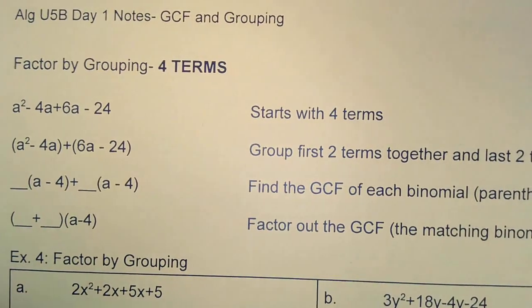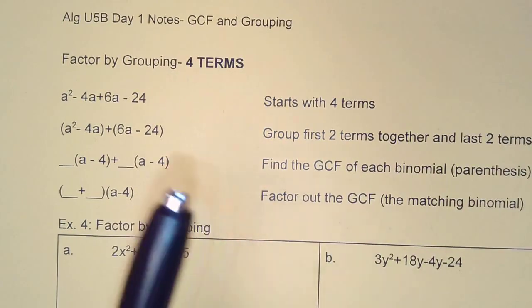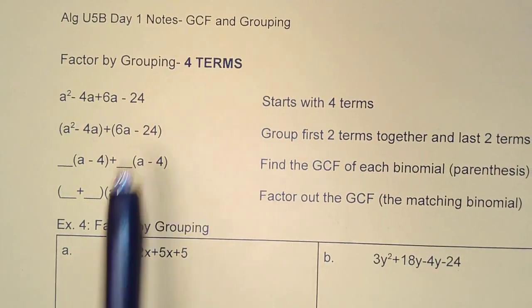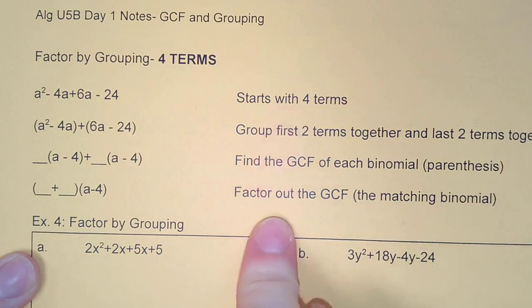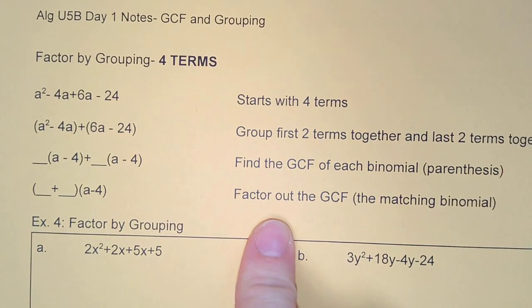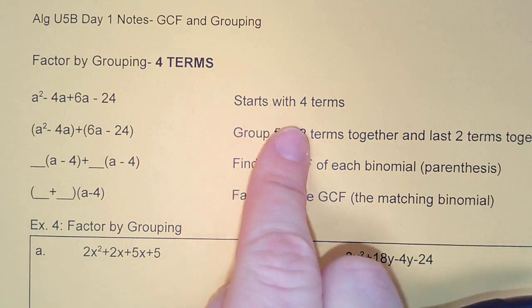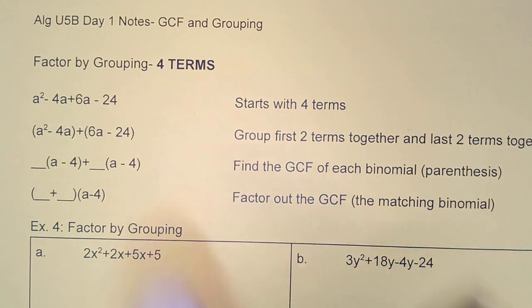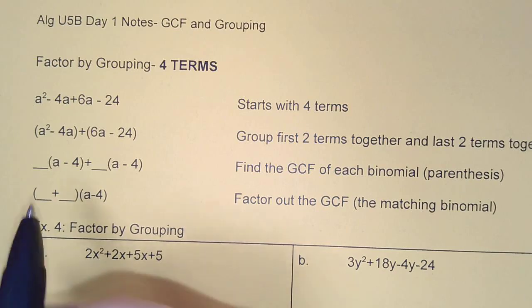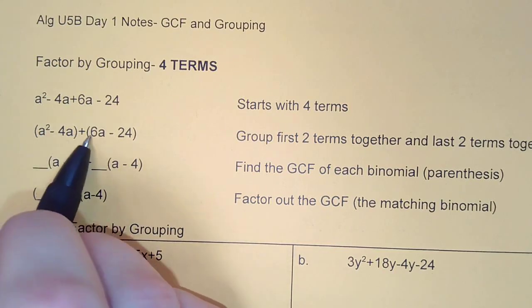Okay, so now let's talk about factoring by grouping. Factoring by grouping will be done if we start out with 4 terms. So here are the steps. There are 4 steps. Our first step is just starting with the 4 terms. The next step is to group together the first 2 pieces and the last 2 pieces.